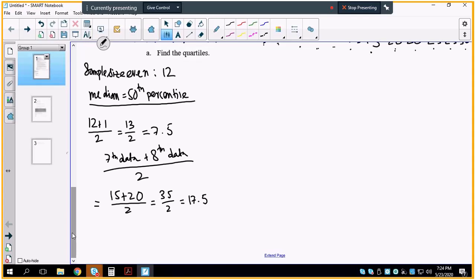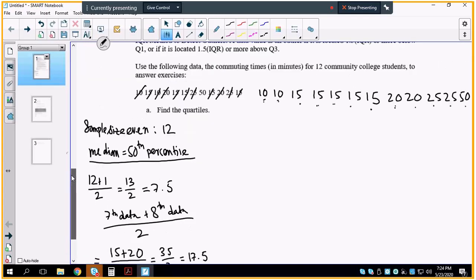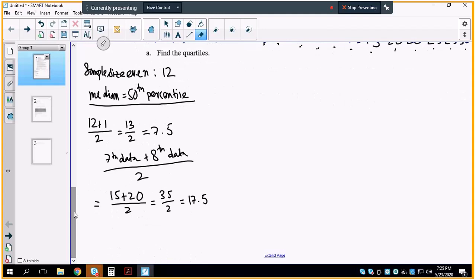So the median value is 17.5 for this distribution. Let me count one more time to make sure that I have not made any mistake. 1, 2, 3, 4, 5, 6, 7 is 15, 8 is 20. So that makes sense. Oh, it should be 6.5. 13 over 2, it should be 6.5. So that changes the calculation a little bit. I'm so sorry. Let's go ahead and do it one more time.